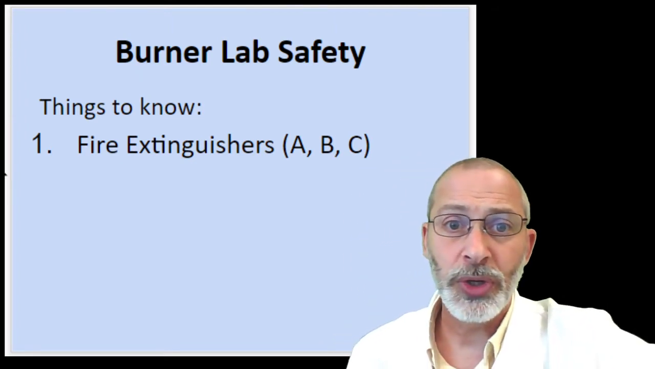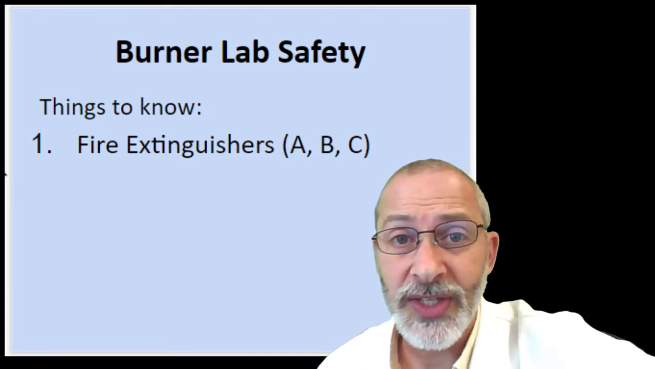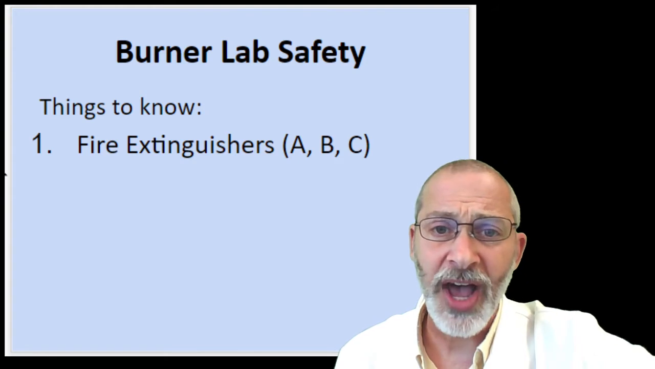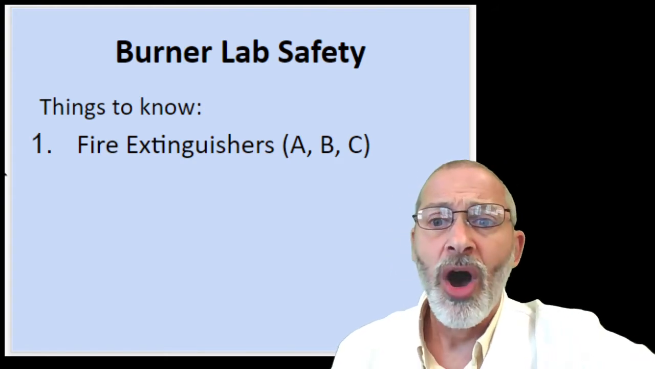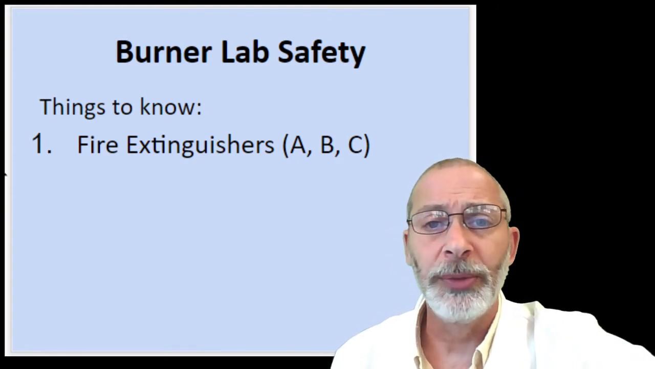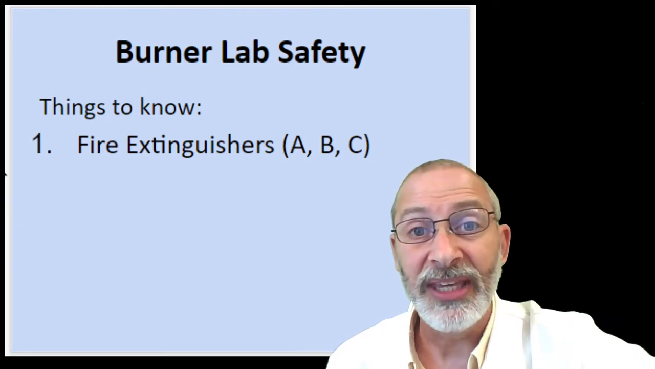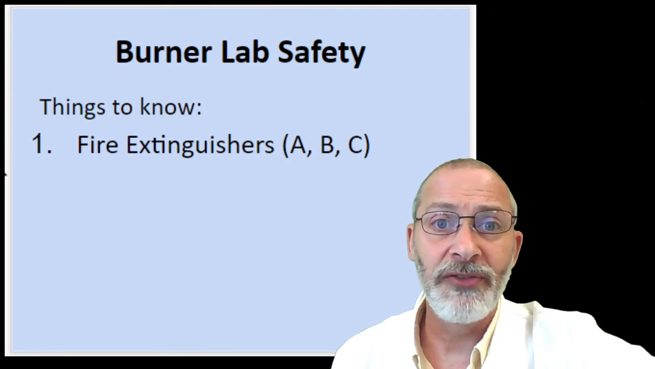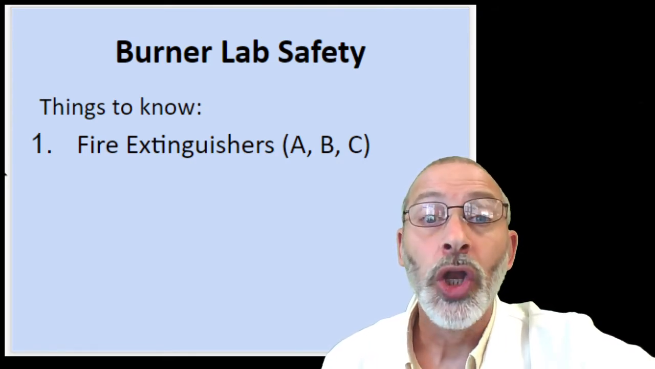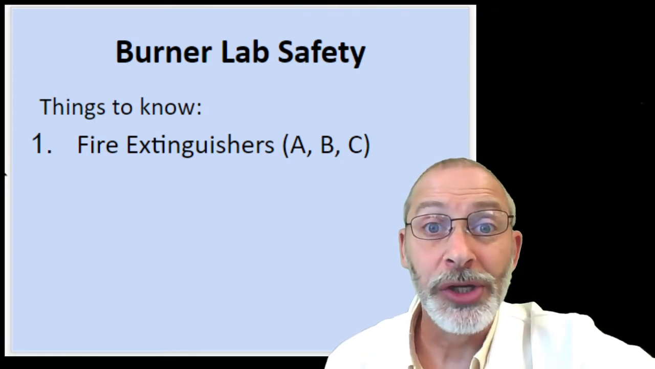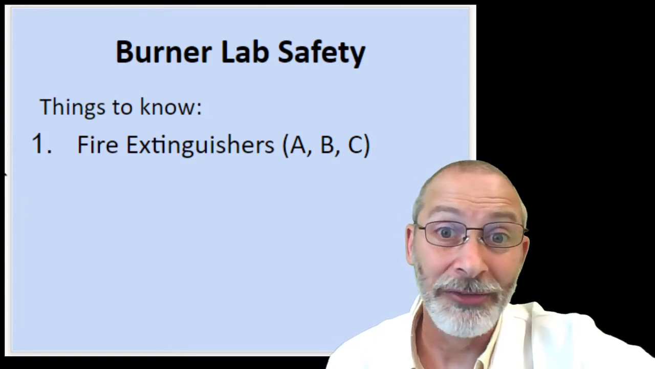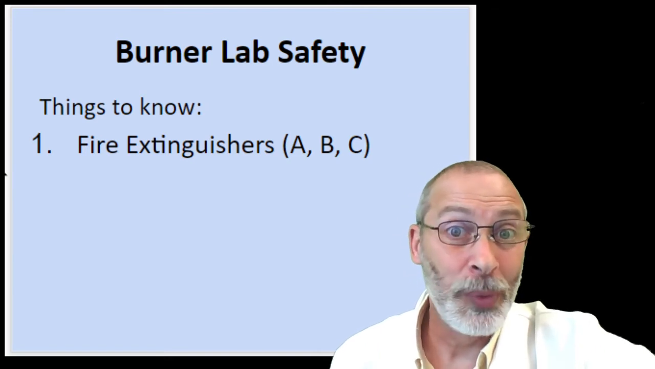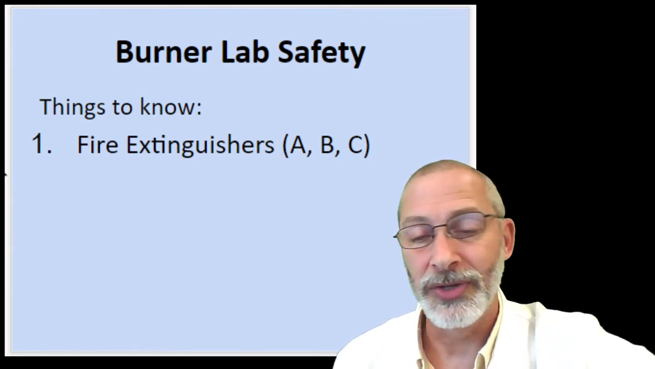In the laboratory, we have 2 fire extinguishers, one in the front and one in the back of the lab. And these fire extinguishers that we have are rated for all of A, B, and C class fires. A class fires are those that involve paper or wood. Look around the room. Look at what your table is made out of. It's made out of wood, okay? Look at your book. It's made out of paper. We have the potential for class A fires.